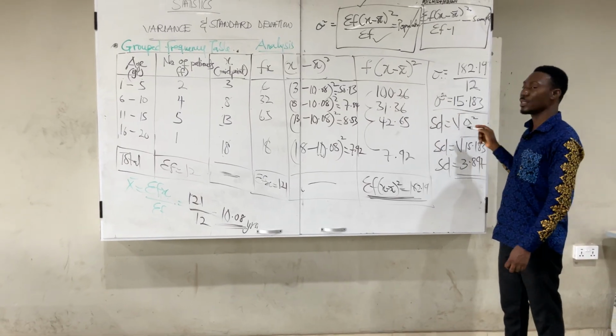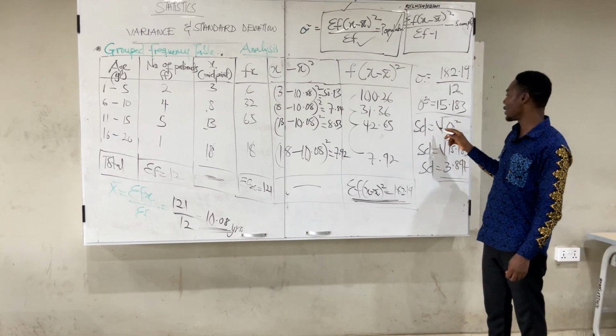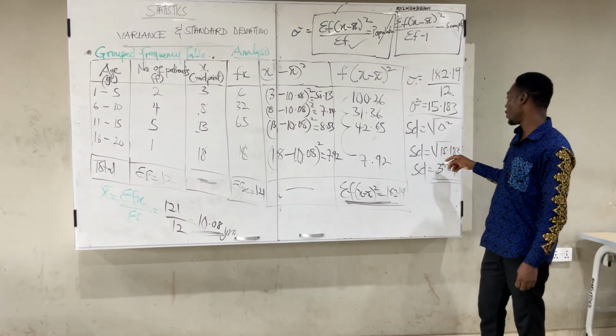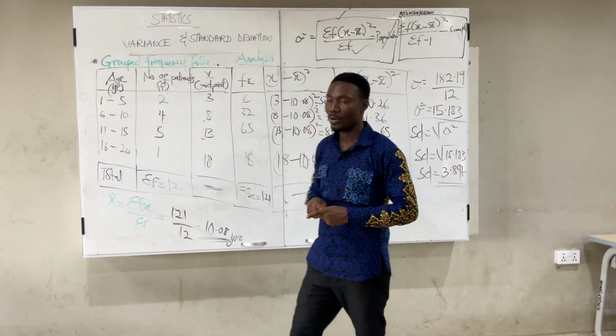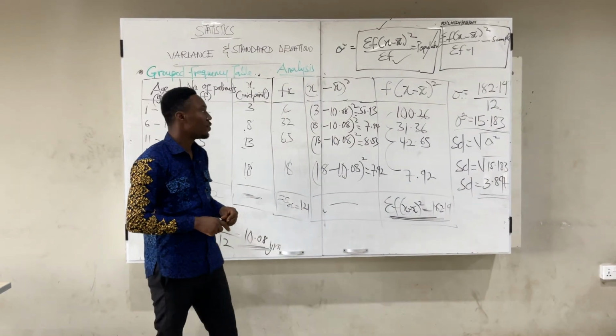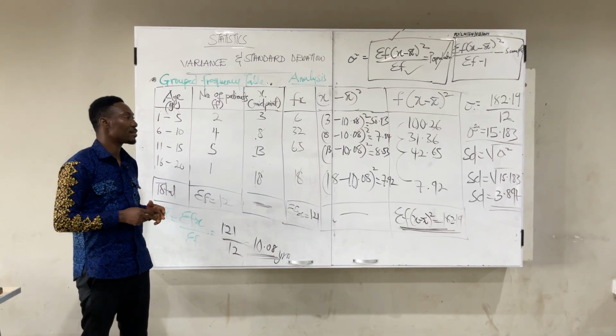Now, when you get the variance, to get the standard deviation, you just find the square root of the variance. And that is what we've done over here. So the standard deviation is 3.87. All right, so thank you so much for following up to this time. So this brings us to the end of variance and standard deviation.